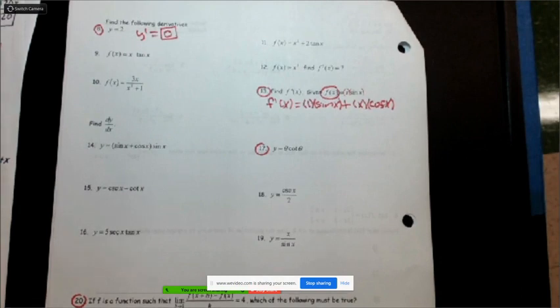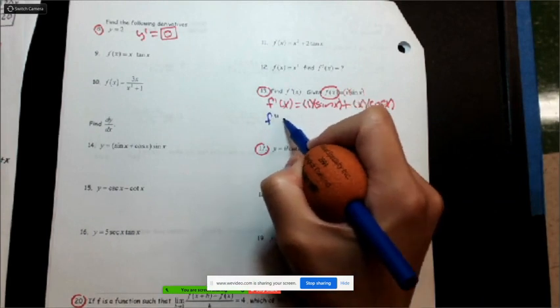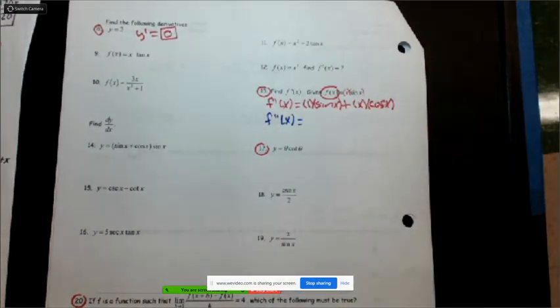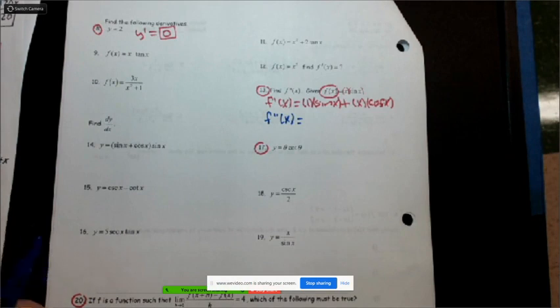Will, wake up. All right. Let's do double prime. We ready?